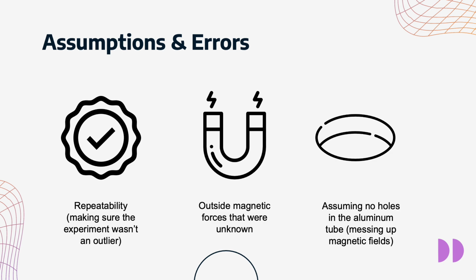And finally, we assumed there weren't any holes in the aluminum tube, which would have messed up the magnetic fields. Like discussed in the what-if question, even the tiniest hole could have messed up our magnetic field. So we assumed that there weren't, and just did the eye test and assumed that there wasn't.